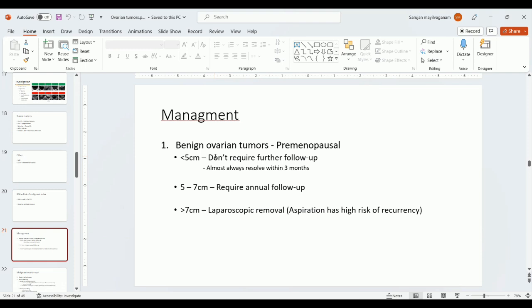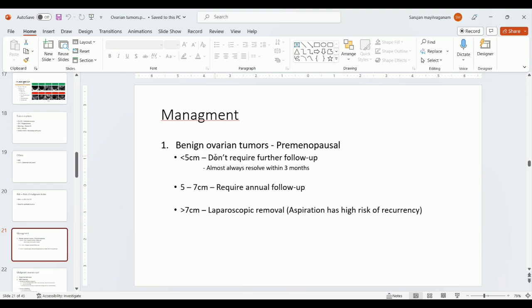So that depends on the size of the tumor. I have given all the details. If the size is less than 5 centimeters, actually we can reassure the patient and discharge. No need to do anything, because usually it spontaneously resolves. If the size is between 5 to 7 centimeters, we have to do regular follow-up, at least annual follow-up. If we can, we go for 3 monthly, 6 monthly follow-up. If the size is more than 7 centimeters, we think that spontaneous resolution is unlikely. So we have to go for excision of the cyst or tumor.